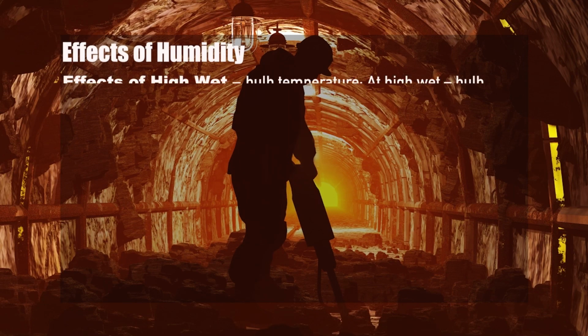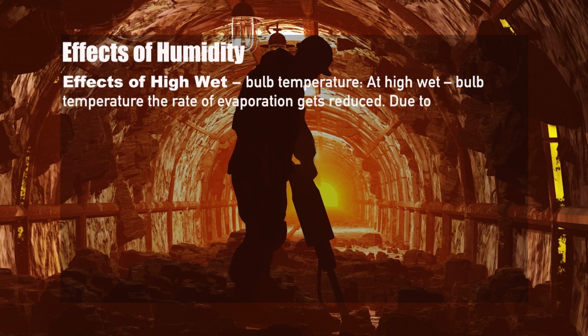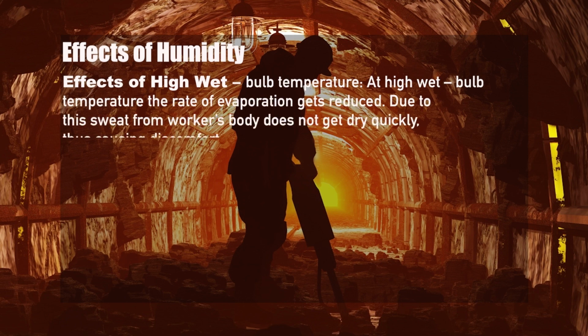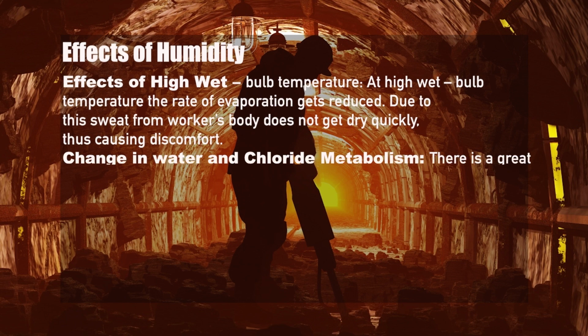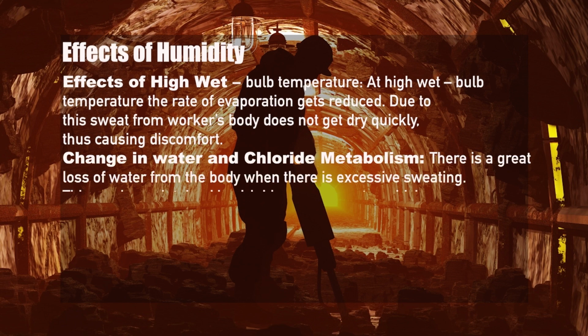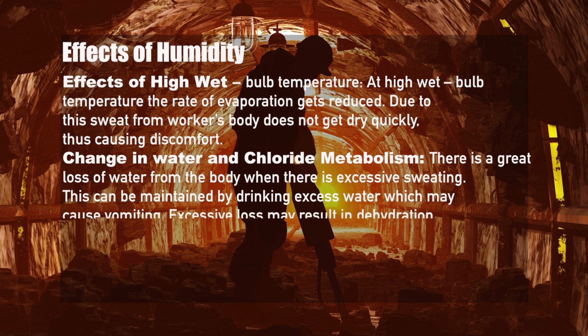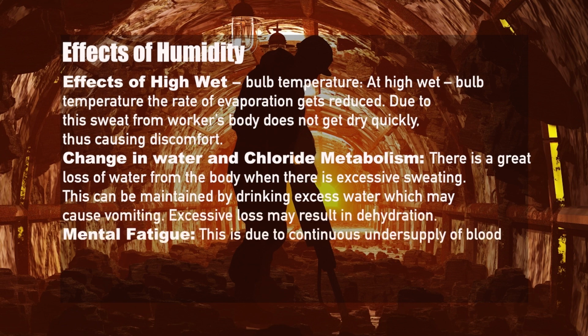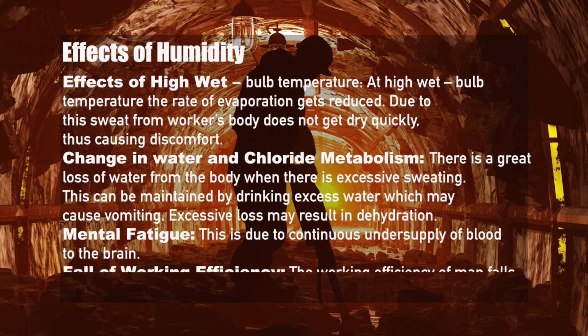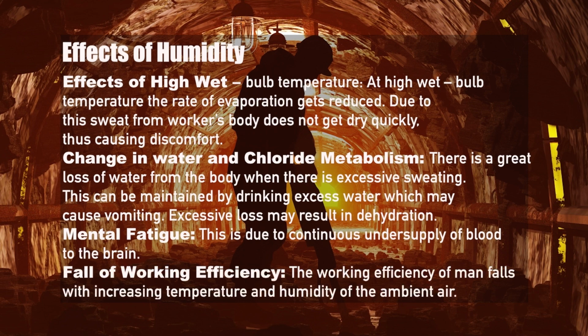Effects of humidity, effects of high wet bulb temperature. Wet bulb temperature is directly associated with the saturation of air. So, if wet bulb temperature is high, it means air has a maximum amount of moisture and the rate of evaporation becomes low, and due to this the sweat from the human body cannot get evaporated easily. So, they may feel uneasy and discomfort.